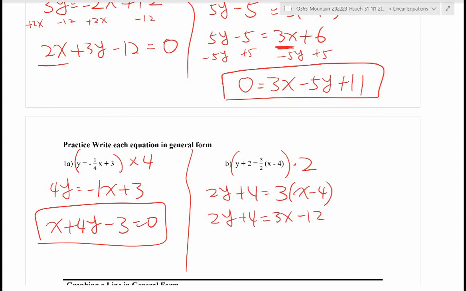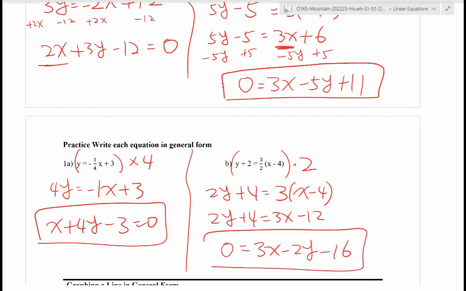Our x is positive on the right, so I'm going to keep it there by moving the rest of the terms to the right. So 3x, 2y, move it to the right, becomes negative 2y. Plus 4 on the left, move it to the right means minus 4, so you get minus 16. Negative 12 minus 4 is negative 16. And there's your general form.